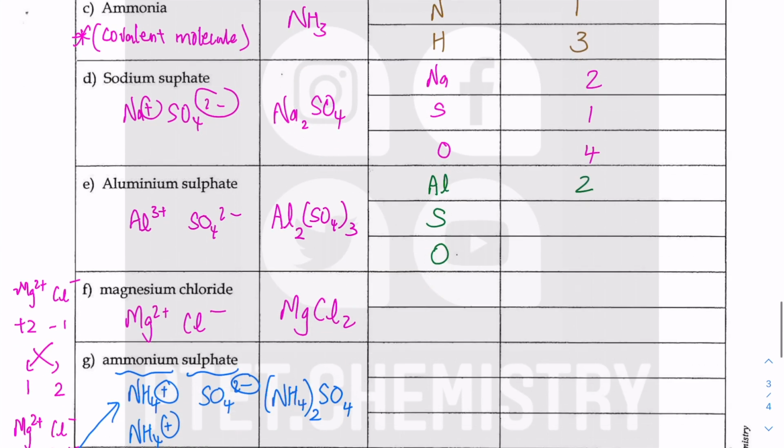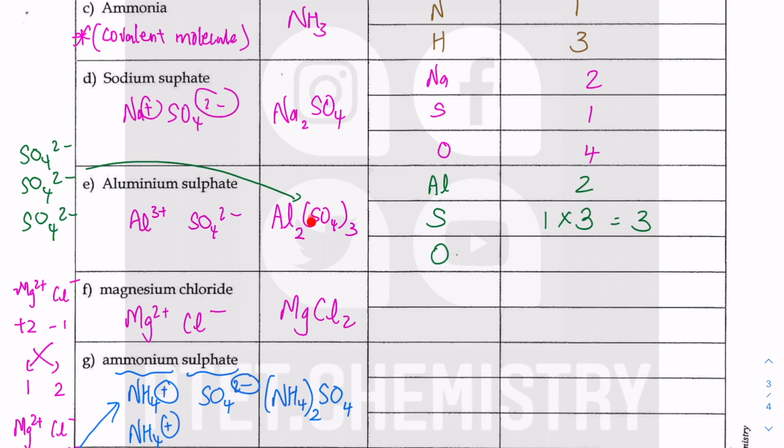Now, you have SO4 2-, bracket 3 times. What does the 3 times mean? It means SO4 2-, SO4 2-, SO4 2-. Total, you have 3 sulfur, because inside the bracket you have 1 sulfur, times 3, you have 3 sulfur. So be very careful. The 3 is the outside one. Inside the bracket, there's 1 sulfur, so altogether, there are 3 sulfur.